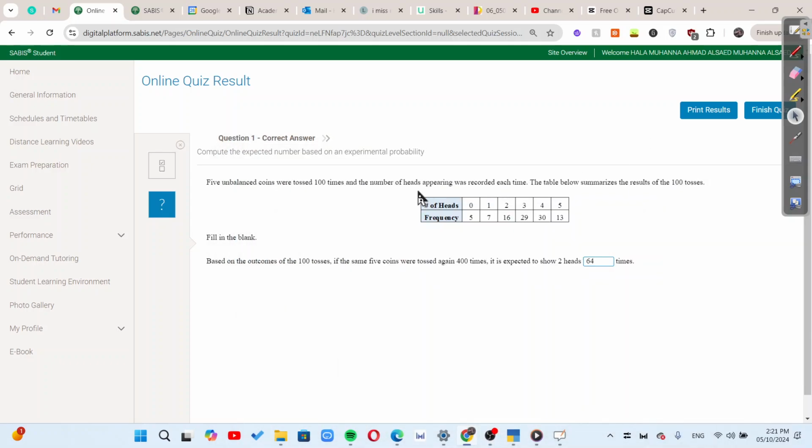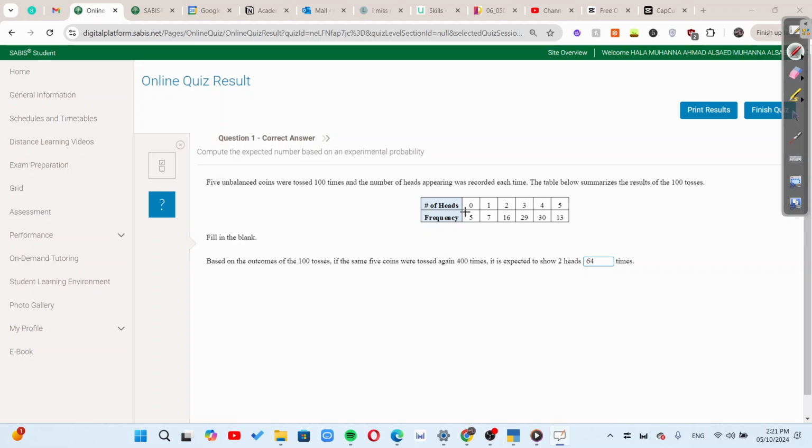Hi guys, so this is the 6.1 IGCSE periodic math quiz. Based on the outcomes of 100 tosses, 5 coins were tossed 100 times, and the number of heads appearing was recorded each time.